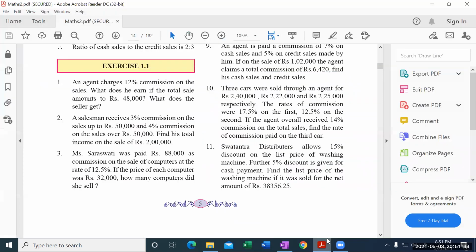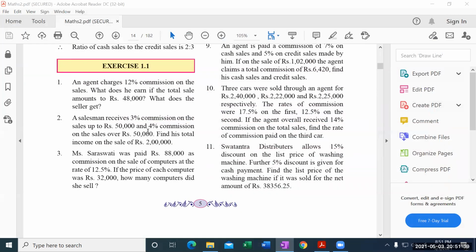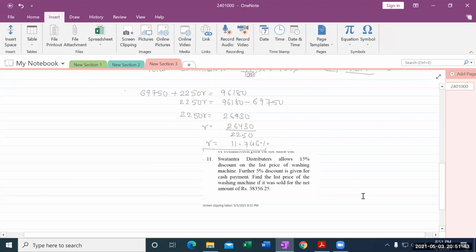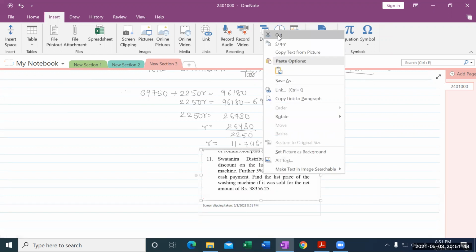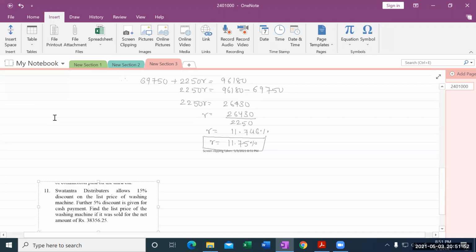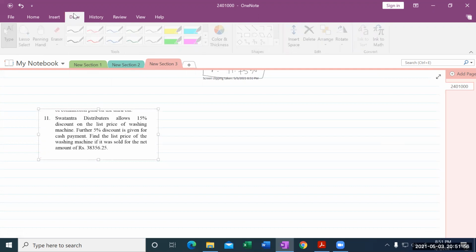So this is question number 10. Now let's do question number 11. Question number 11 is important because the rest of the questions after this will be of a similar type. Okay, so let's read it.